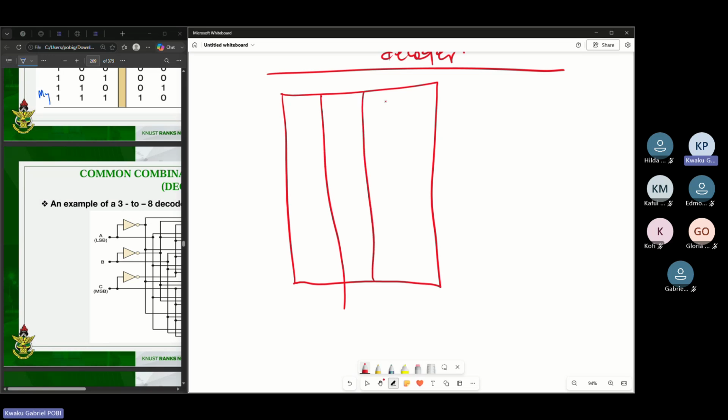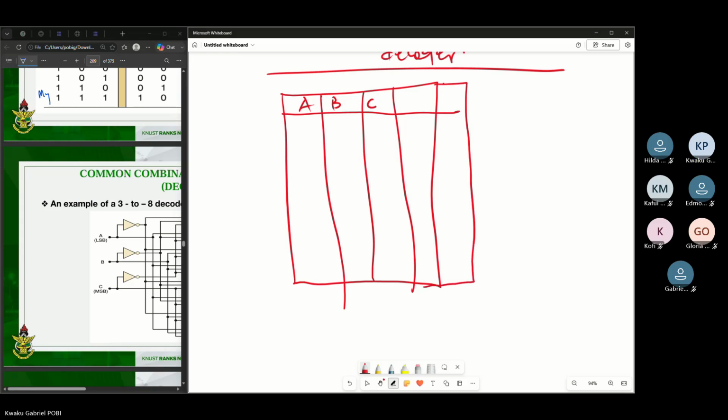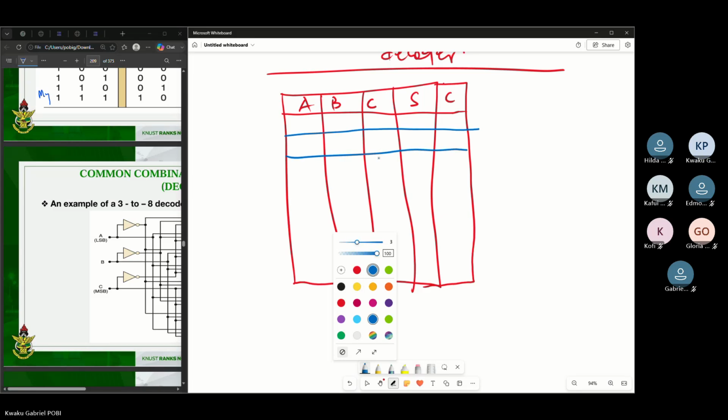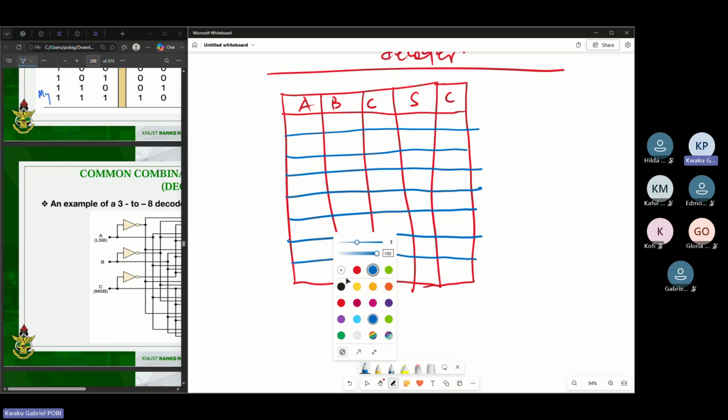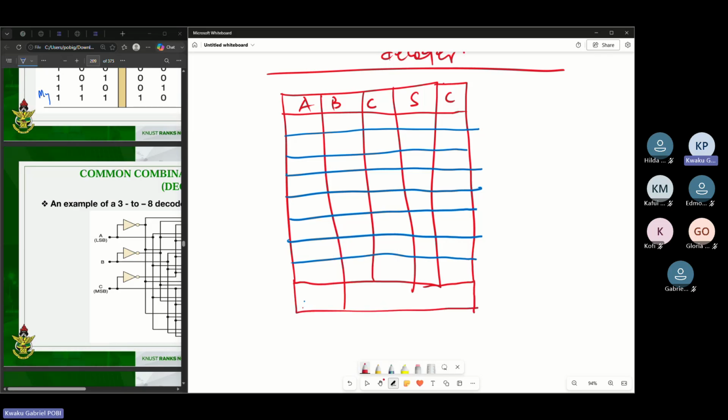So let's say I have this, have that. Now here is my A, B, C. And then I'll have sum and then carry. So sum here and then carry here. So here 1, 2, 3, 4, 5, 6, 7. Let me draw the last one here, 8. Like this. Okay. So from this, let's fill the table. We have 0, 1, 0, 1, 0, 1, 0, 1. Okay. So this wasn't needed.